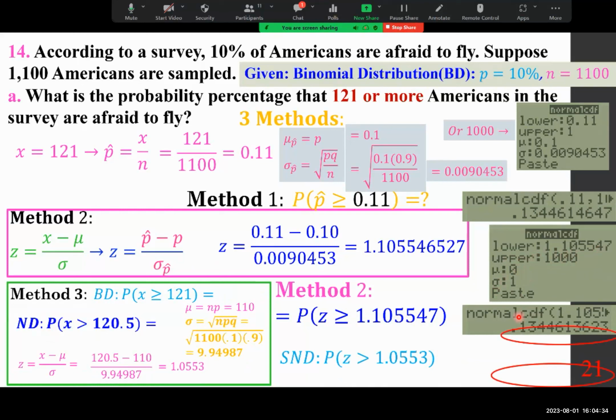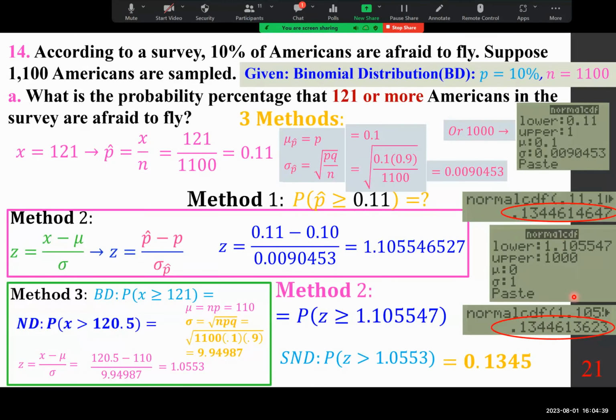And take a look at the two answers here. If we go with a bunch of decimals, for example, if we stop at 4, next to it is 6, so it goes up to 5. As you can see, they are almost identical. So there are different approaches. You can use the approach of proportion, or just the number that is given, and the normal distribution. You have to add or subtract the 0.5 continuity correction factor accordingly.